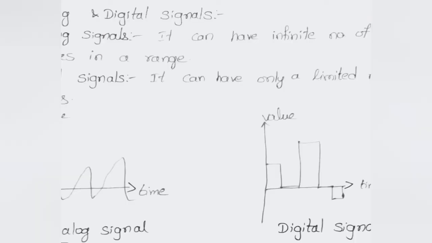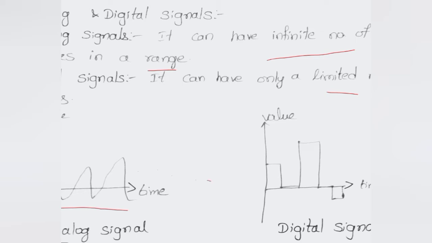Similar to the types of analog and digital data, we have analog and digital signals. Analog signals can have an infinite number of values in a range, whereas digital signals can have only a limited number of values. Here analog means the continuous format, so the signal is continuous and can have an infinite number of values in a range.